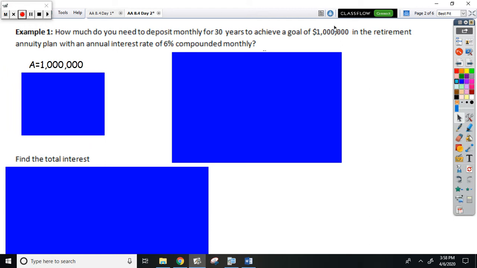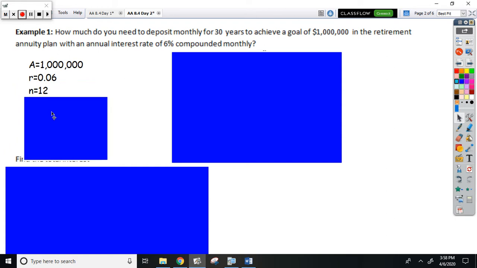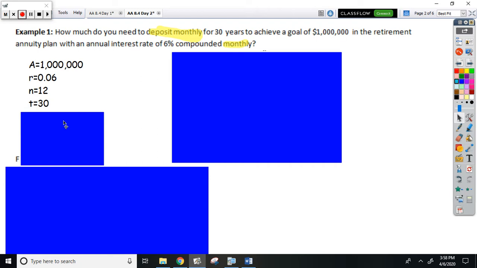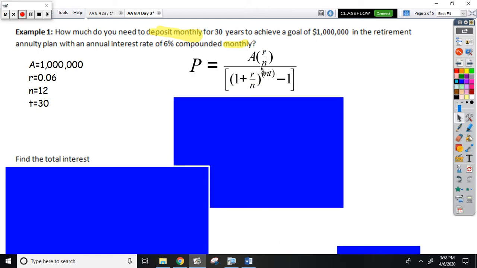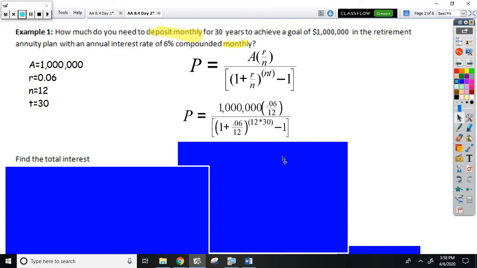So that A is $1 million. That's our future goal. R is 6%, 0.06. N is 12 because we are compounding monthly and we are depositing monthly. And T is 30 because we're using 30 years. So here's our formula. Again, the formula is going to have parentheses in the denominator for our variables. And substitute in all your values.